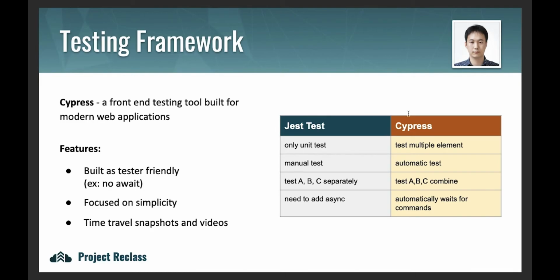You can see on the right, there's a comparison between Jest Test and Cypress. Overall, Jest Test is specialized only in unit tests, while Cypress can test multiple elements. In Jest Test, subcomponents are usually stubbed and tested separately, while in Cypress, we can test the whole app.